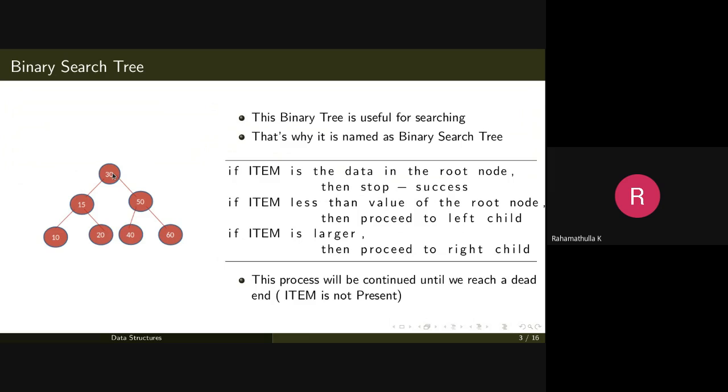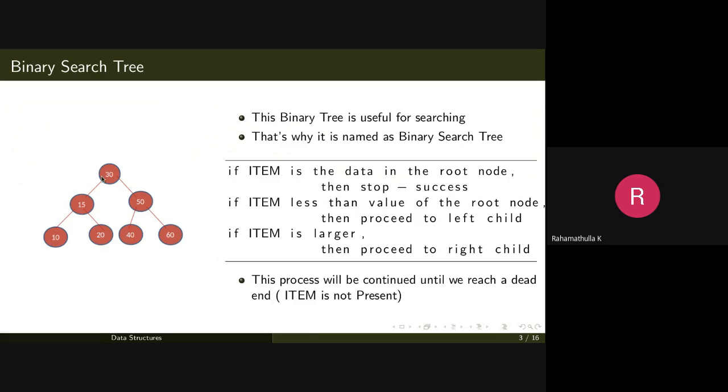So, if you are searching for an element less than 30, then you come to this smaller binary search tree and proceed with the same binary search procedure. That is, we'll compare our item with this root node, and if you are searching for an element less than 15, then we'll go here. Greater than 15, you will go to the right hand side. So if the item is less than the value of the root node, then proceed to the left child. If the item is greater than the value of the root node, then proceed to the right child. And the search process will be continued until you reach a dead end or until you get an element that is present, until you get a successful search.